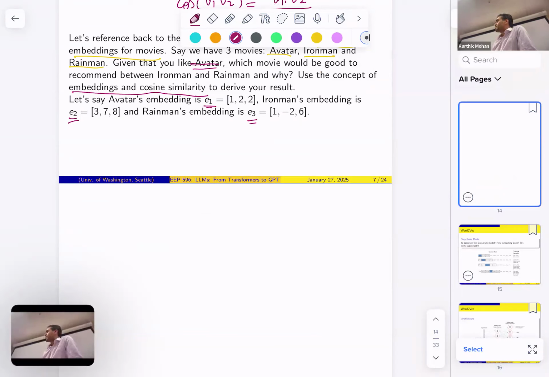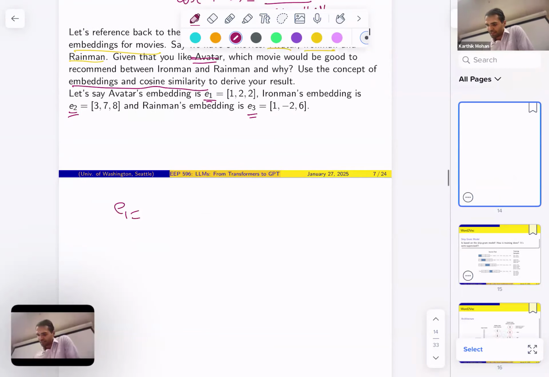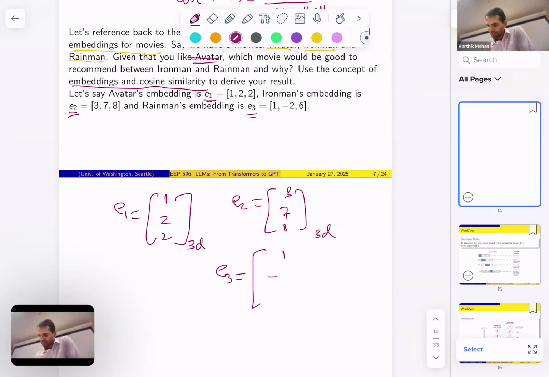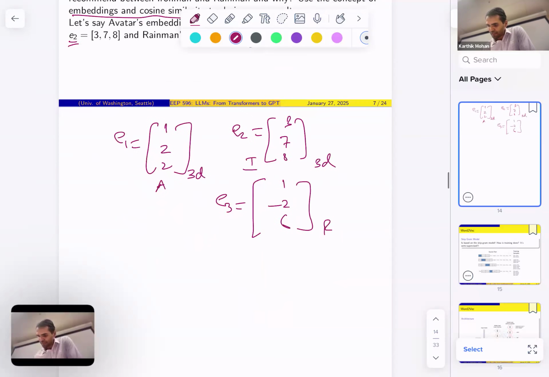Iron Man, Rain Man? Iron Man? Okay. Let's just go through the math just to make sure. So E1 is 1, 2, 2. E2 is 3, 7, 8. So this is like a 3-dimensional vector, right? All of these are 3 dimensions. E3 is 1, -2, 6. So this is Avatar, this is Iron Man, this is Rain Man.